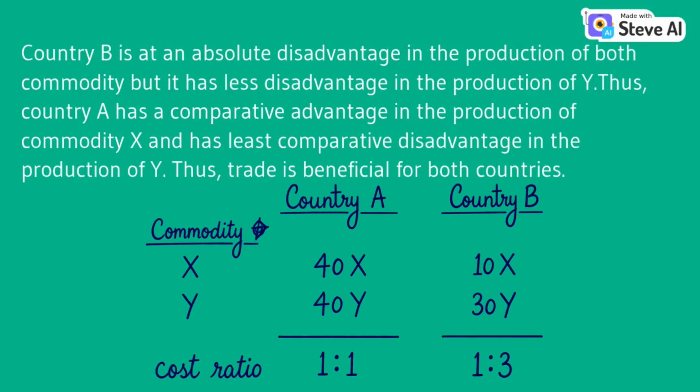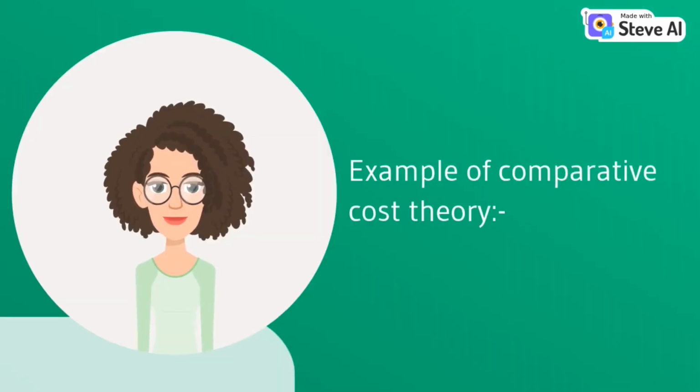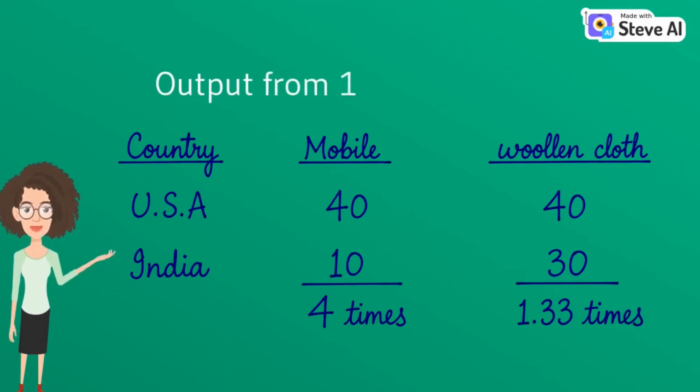Country B is at an absolute disadvantage in the production of both commodities, but it has less disadvantage in the production of Y. Thus, country A has a comparative advantage in the production of commodity X and country B has the least comparative disadvantage in the production of Y. Thus, trade is beneficial for both countries. Example of comparative cost theory: output from 1 week of labor input.